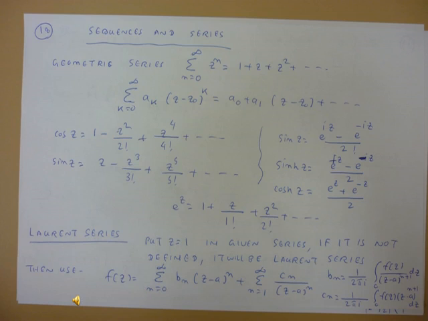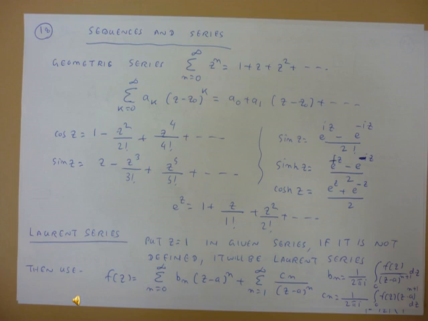So in this case, the b_n and c_n can be calculated. The b_n formula is b_n equals 1 by 2πi, the line integral over the curve of f(z) divided by (z minus a) power n plus 1 dz. And c_n is equal to 1 by 2πi, the line integral of f(z) times (z minus a) power n minus 1 dz.